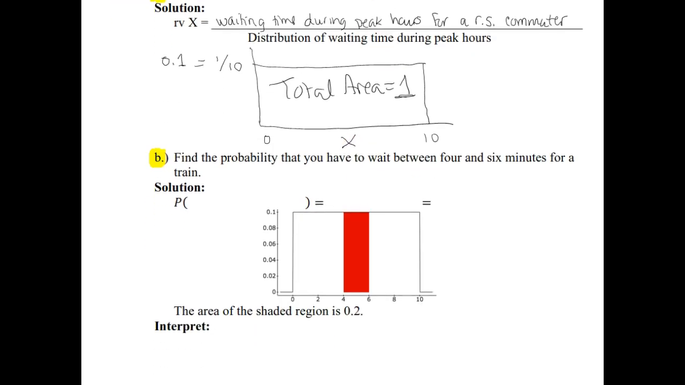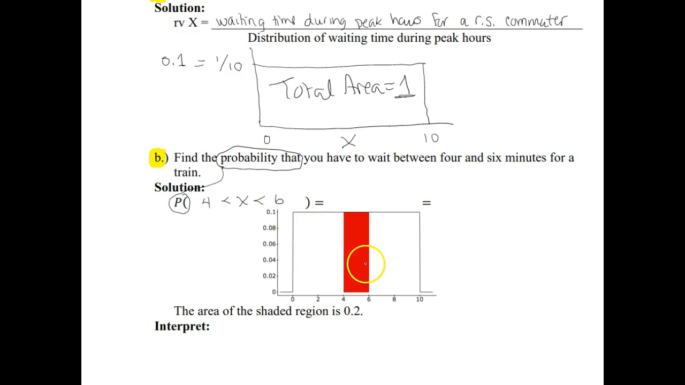All right, so now for part B, it says to find the probability that, those two words tell us we have a P parentheses. Find the probability that you have to wait between 4 and 6 minutes for a train. So waiting time is x, and we want that to be between 4 and 6. It didn't say inclusive, so there's no equal sign, but we know from up above this will be the exact same probability as if those endpoints were included, because we have a continuous random variable.